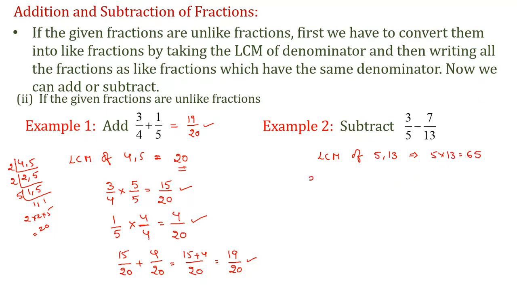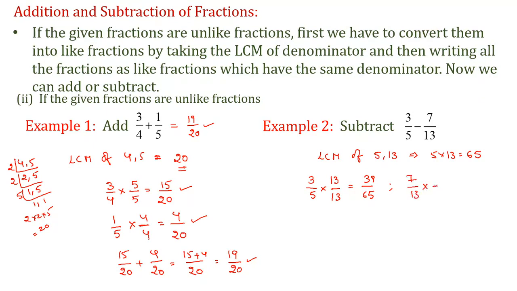So now I am taking the first fraction. Convert it to its equivalent fraction which has the denominator equal to the LCM, 65. So by multiplying which number will you get 65 from 5? 13. So you have to multiply both numerator and denominator with 13. 3 13s are 39. Okay, now take the second fraction, 7 by 13.